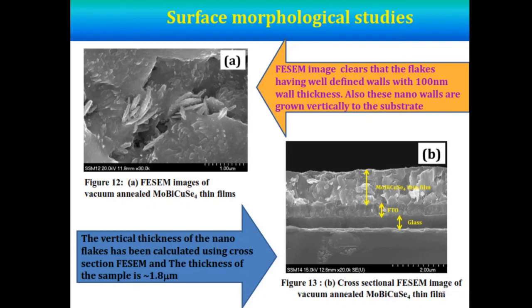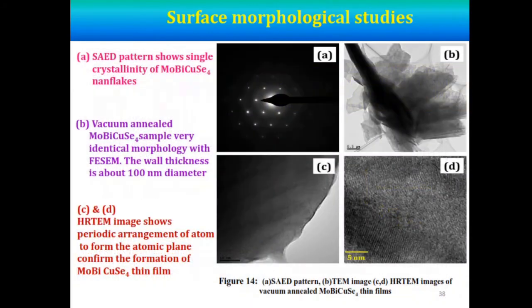Image A shows the FESEM image, which makes clear that the flakes have well-defined walls with 100 nanometer wall thickness. Also, these nano walls are grown vertically to the substrate. And figure B shows the vertical thickness of the nanoflakes, calculated using cross-section FESEM, and the thickness of the sample is 1.8 micrometer.